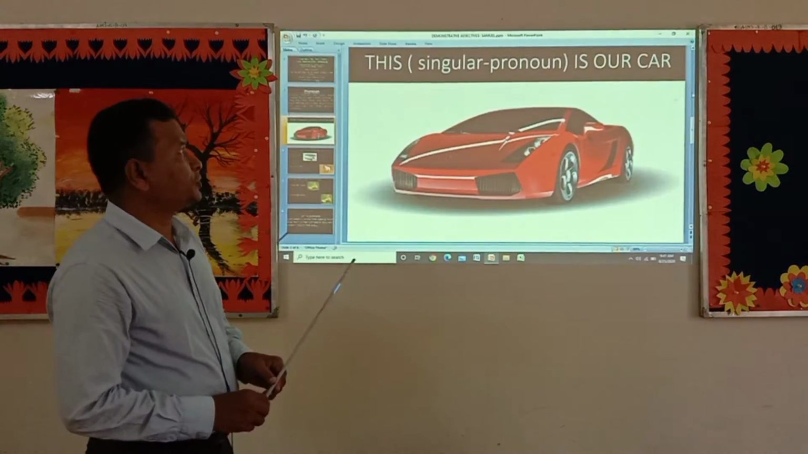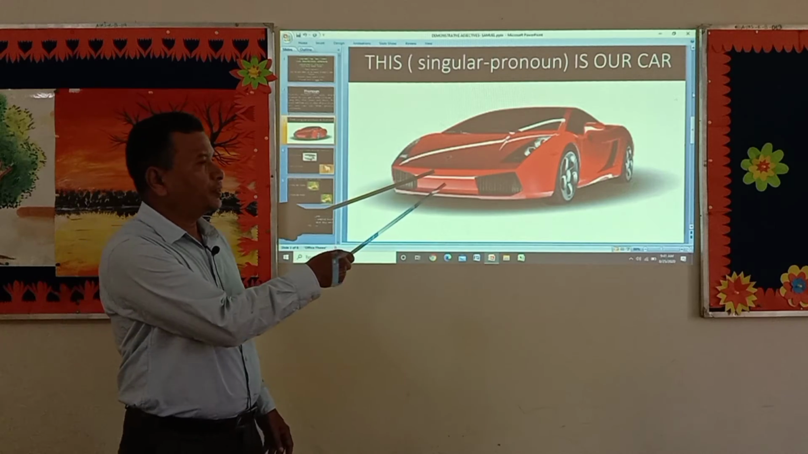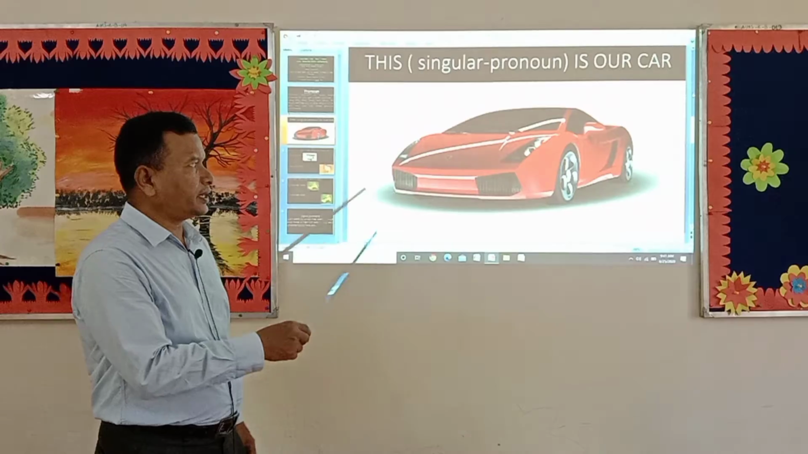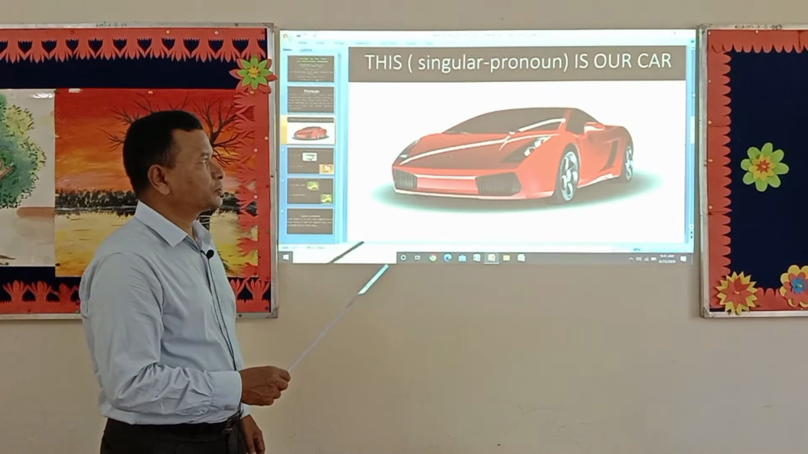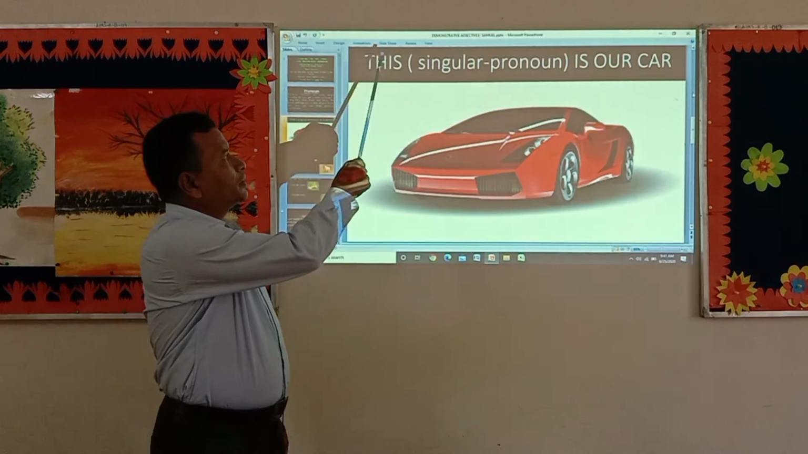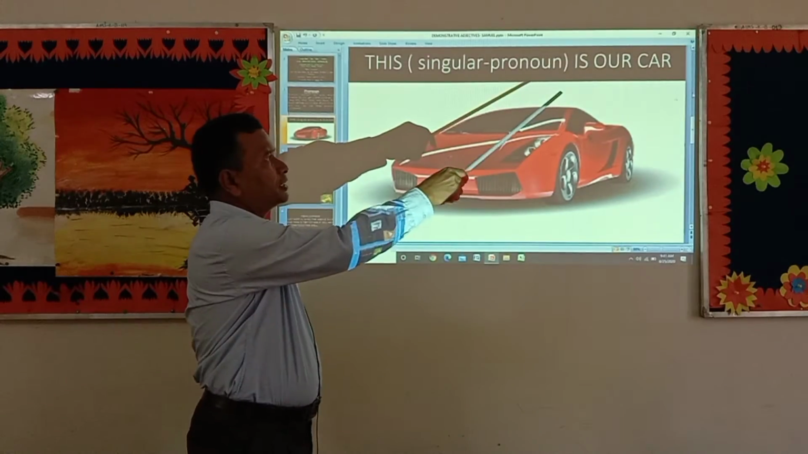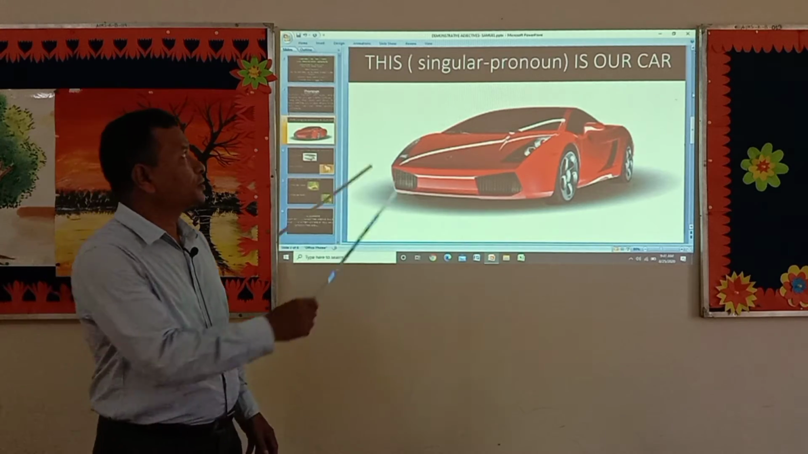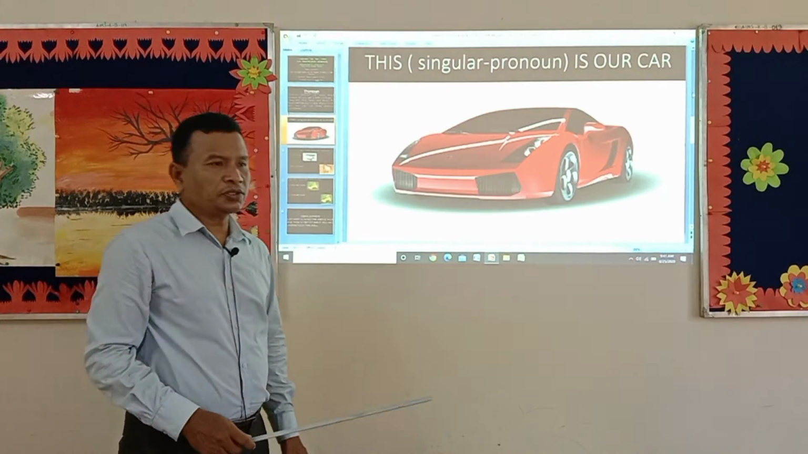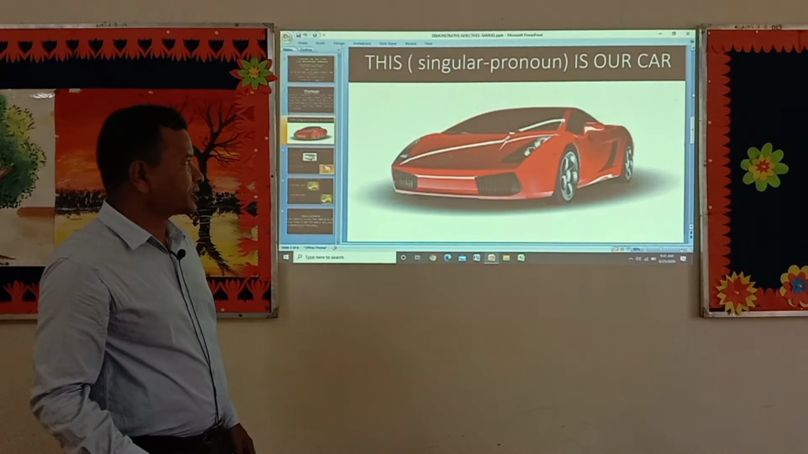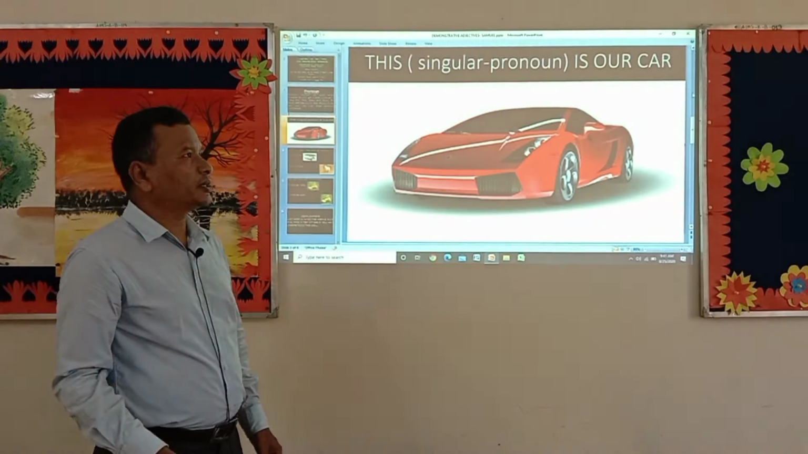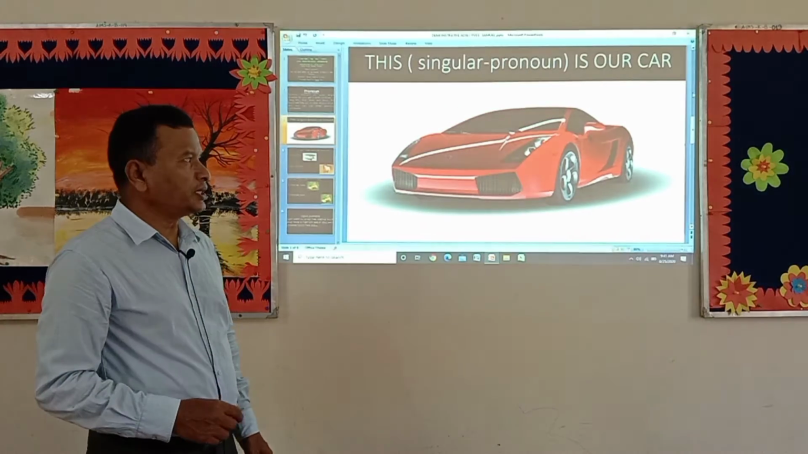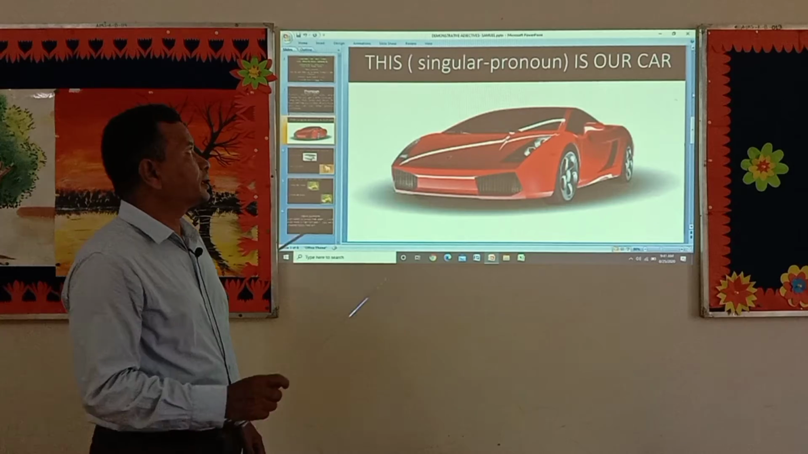On the screen, students, you can see a car. How many cars are there? Only one car. So this is singular. This is our car. So for singular we can use this. The car is only one. So keep in mind that when it is only one, or singular, then we can write this.